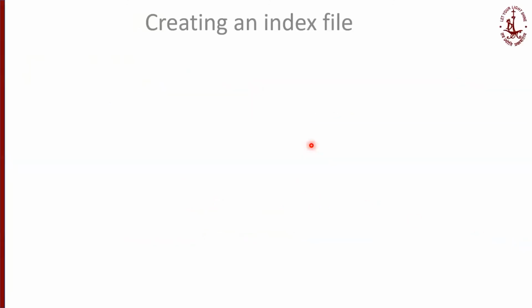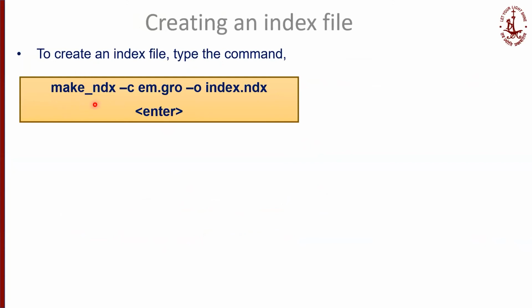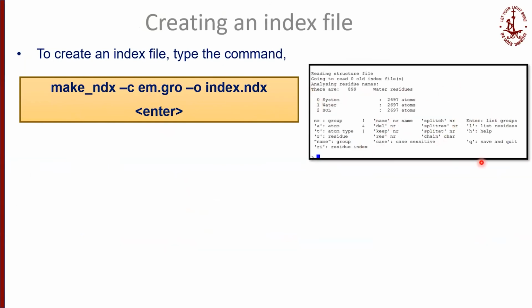So how do you analyze the trajectory? First, you create an index file using the same command, make_ndx. Any GRO file, as I told you, you can use. So this is what it will show once you type out this command. You will see System, Water, SOL.